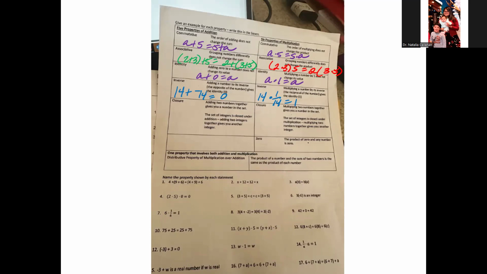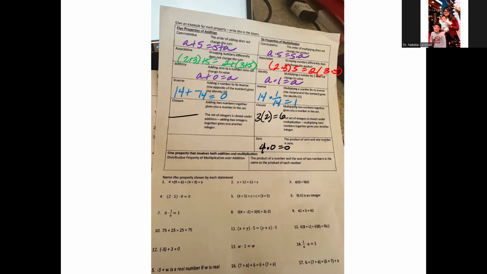Okay, the product of 0 and any number is 0. So this one you just do 4 times 0 equals 0, like that, okay? And with this one, closure: multiplying two numbers together gives you a number in the set. The set of integers is closed. I just said 3 times 2 is equal to 6. 3, 2, and 6 are whole numbers. That's fine. Yeah, that sounds good. Yeah, just make up something, okay? All right, let's see.